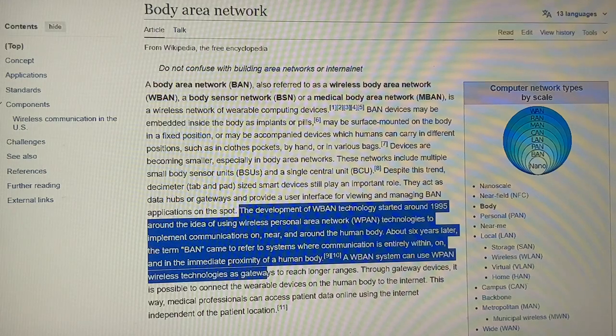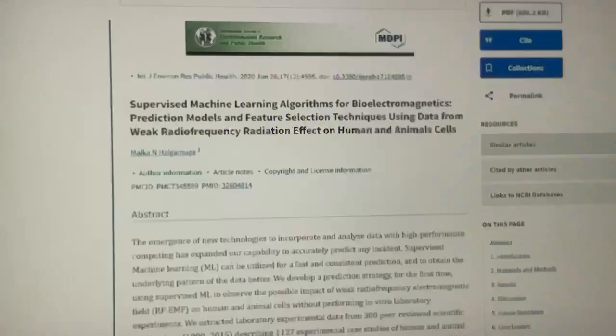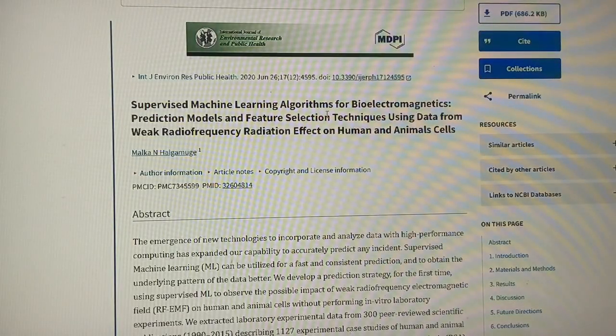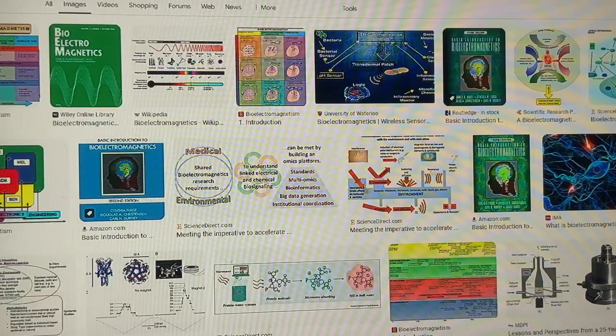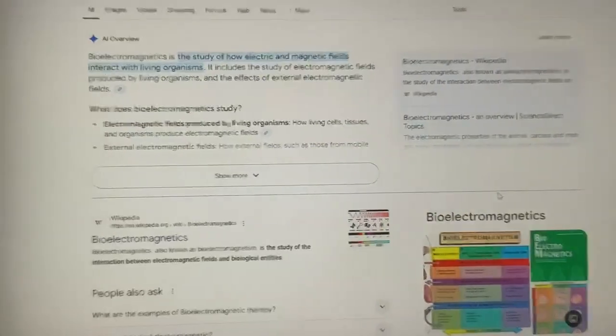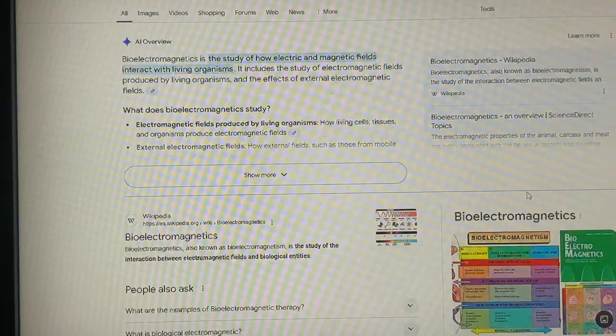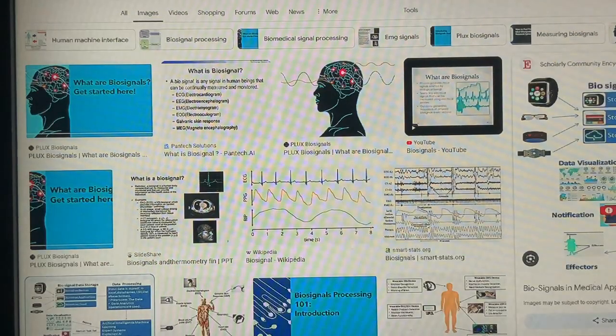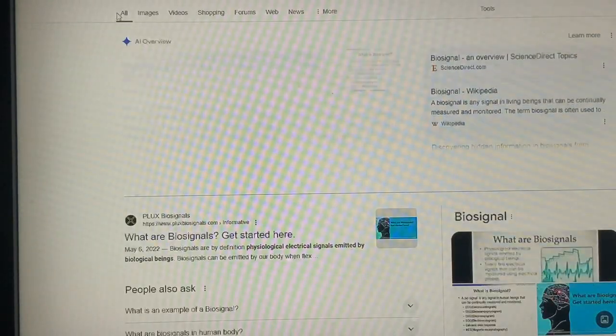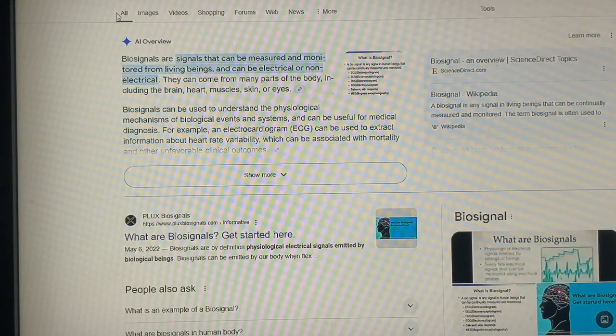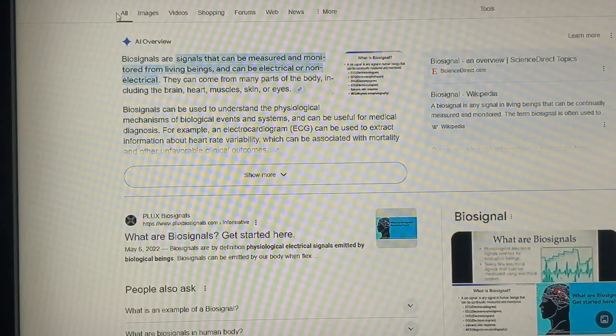Why? This is human anatomy, folks. It's that simple. We're using machine learning algorithms with wireless sensor networks and bioelectromagnetics. And in case you already went, what? Bioelectromagnetics is the study of how electric and magnetic fields interact with living organisms. That would be you. And biosignals are signals that can be measured and monitored from living beings and can be electrical or non-electrical, okay?